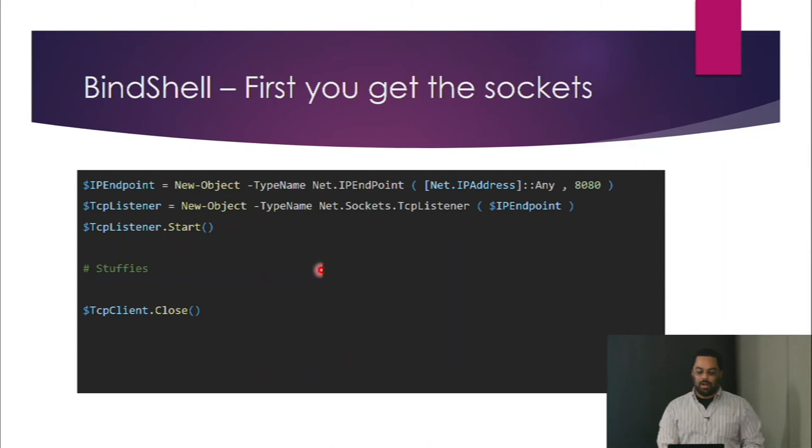Not particularly hard. We're just using the PowerShell New-Object cmdlet to instantiate a .NET object, and we're going to start messing with stuff. Very typical sockets programming. It's very easy in .NET. Creating an endpoint, creating a listener on that endpoint, starting the listener. There's some stuff in the middle, but then we want to close at the end.